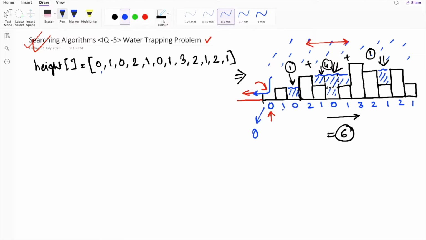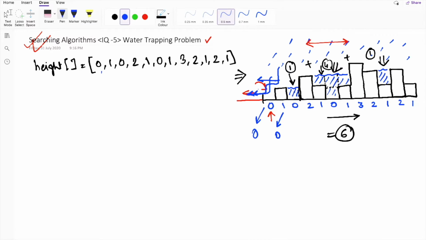Now for the next block, the height is 1. Looking at the blocks surrounding it, on the left side there is no block higher than this one which can help it accommodate water. All the water that flows here will drain out from this side. Same thing here, so the water holding capacity of this block is also 0.